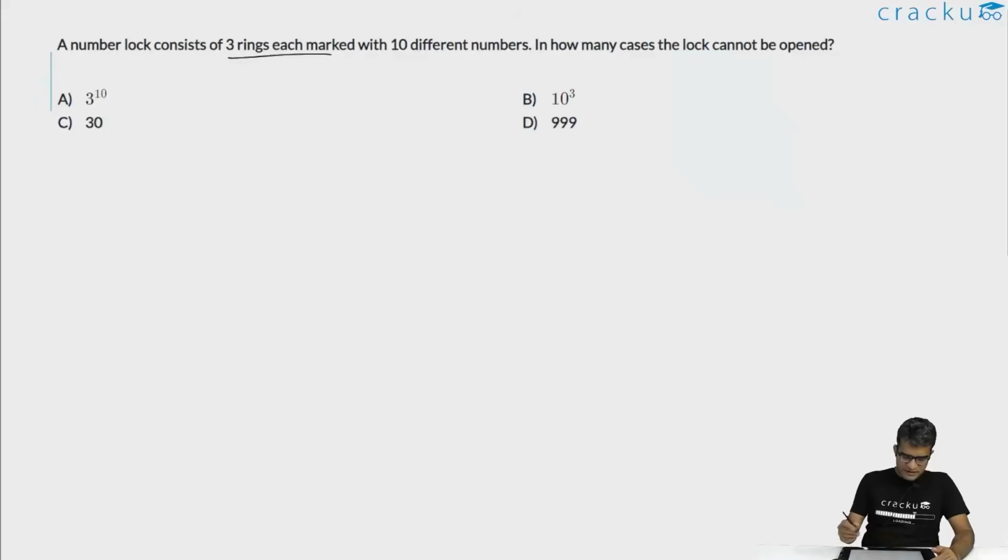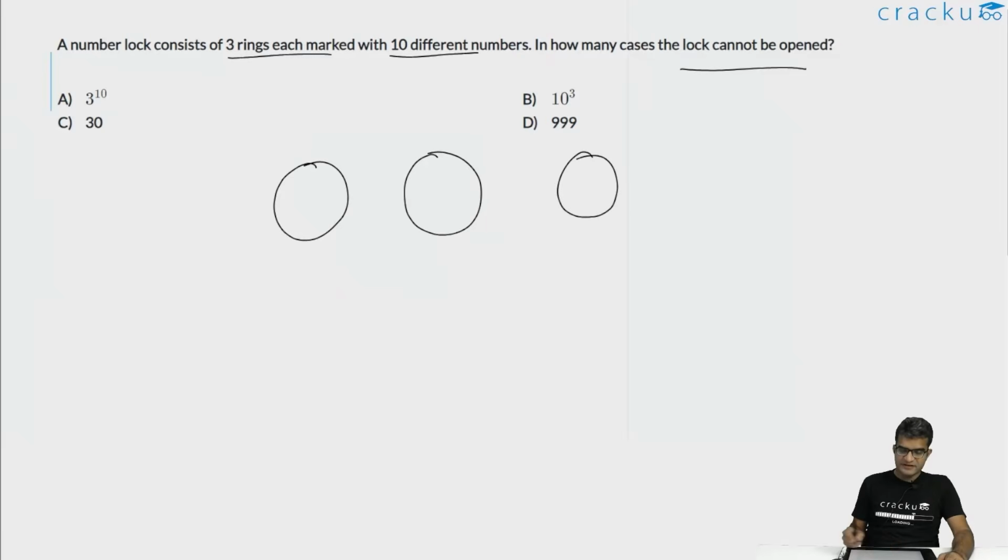In this question, we are told that there is a number lock which consists of 3 rings, and there are 10 different numbers marked on each of these rings. In how many cases can the lock not be opened? Now, if you think about it, we have one ring, we have another ring, and we have another ring. This has 10 numbers, this has 10 numbers, and this has 10 numbers. Only one of them is correct. What is the total possible number of combinations that you can have?